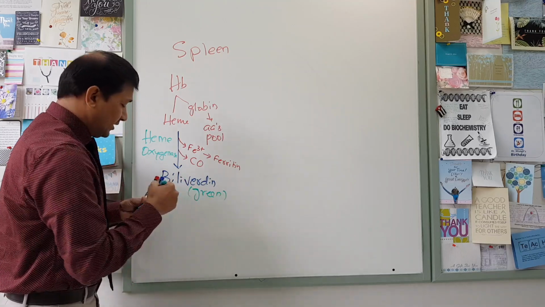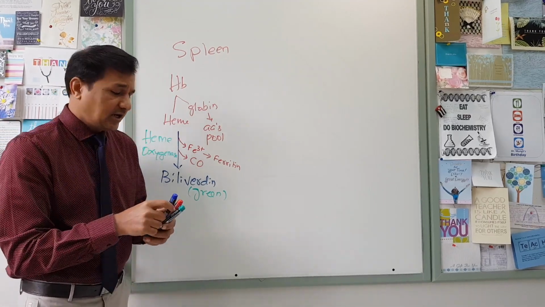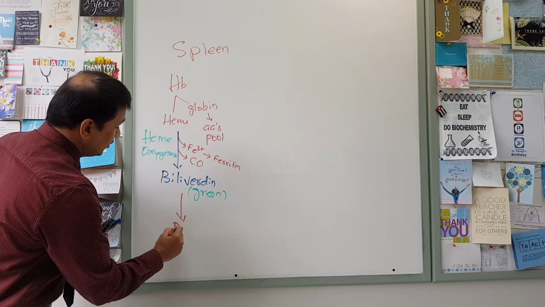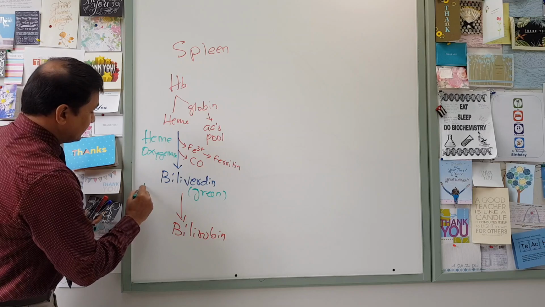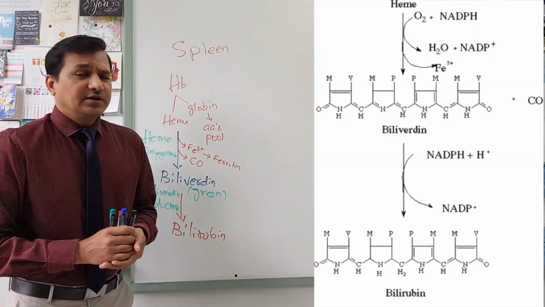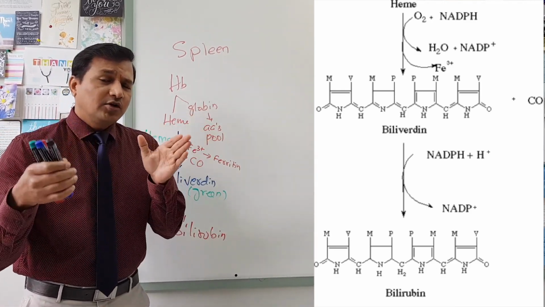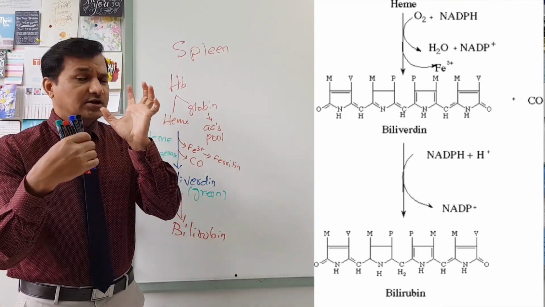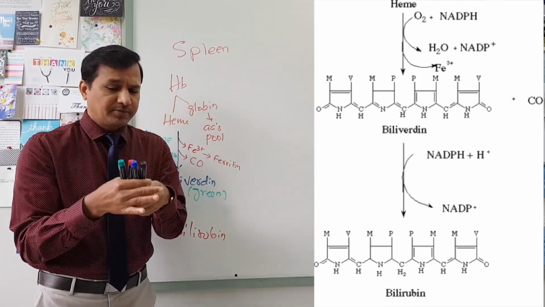And this biliverdin will undergo a further reaction by the biliverdin reductase enzyme. So biliverdin reductase converts biliverdin into bilirubin. During this reaction, what will happen? There will be reduction of the methenyl bridge between the third and the fourth pyrrole ring into a methylene bridge.